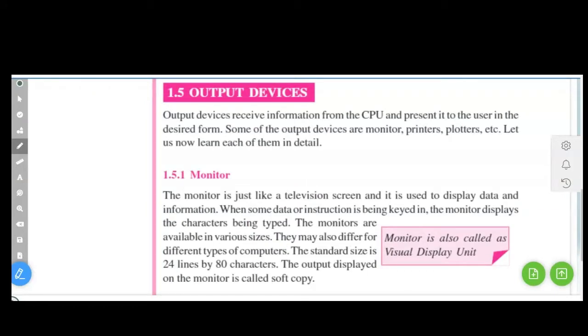Hello again, welcome to a new video. So today's topic is output devices. We are going to see what the different output devices available are and their different types.